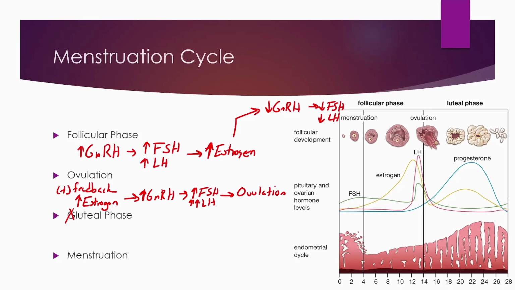Menstruation, assuming that implantation does not occur, the corpus luteum will lose its stimulation from luteinizing hormone and progesterone levels will decline, and the uterine lining will slough off. Loss of high levels of estrogen and progesterone remove the block on GnRH so that the next cycle can begin.